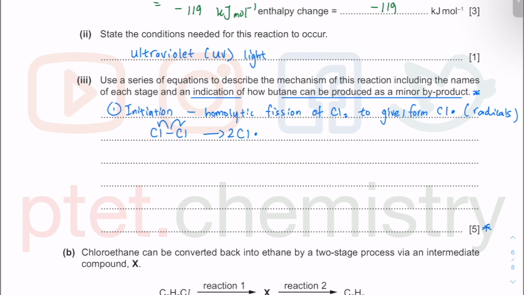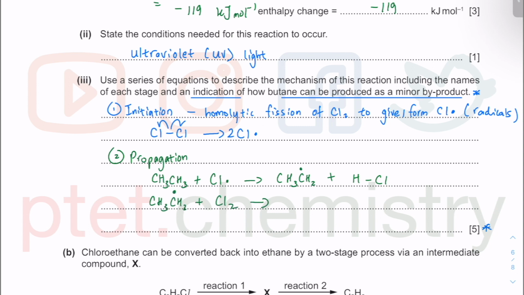The next step would be your beginning of propagation. You must show at least 2 propagation steps. So let me start with CH3. Then I add it with Cl dot. That is going to give me CH3, CH2 dot on the carbon. And now the Cl dot will have formed the HCl by taking away one of the hydrogen. But then I have not shown the formation of chloroethane from my propagation.